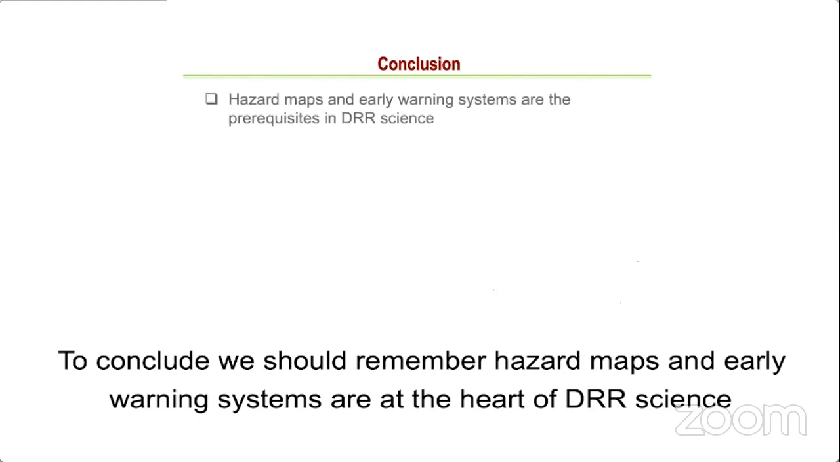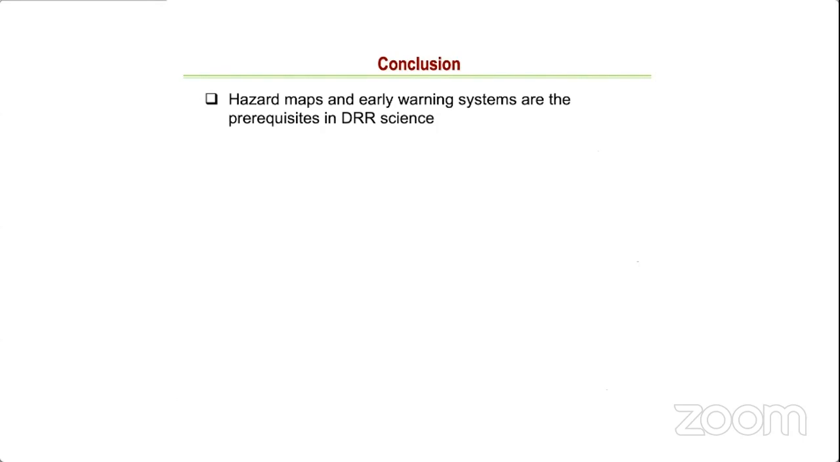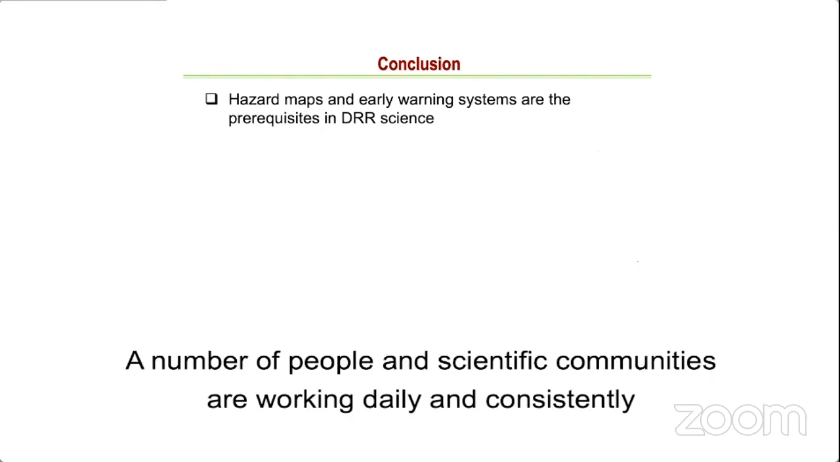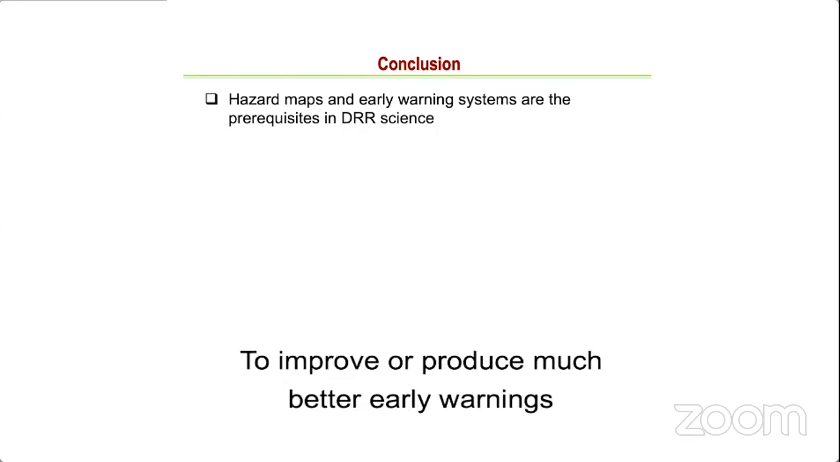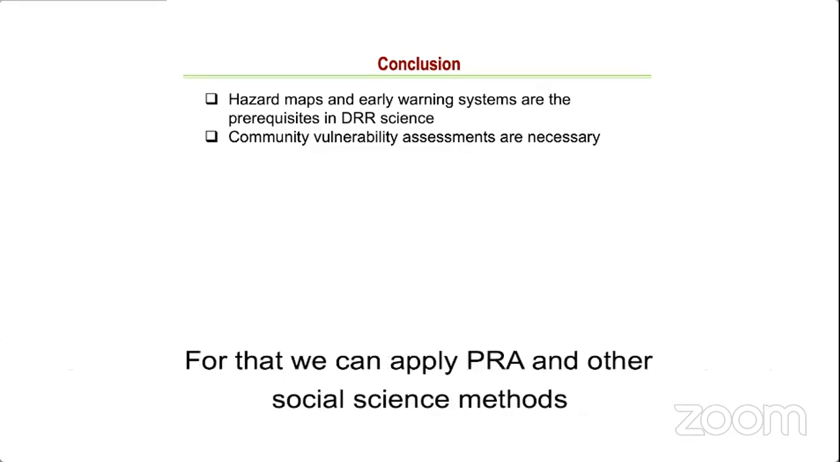To conclude, we should remember hazard maps and early warning systems are at the heart of DRR science, and we should never ever ignore them. A number of people in the scientific community are working daily and consistently to improve or produce much better early warnings. But it is also time to go and talk to the local people, reach them, and conduct community vulnerability assessment. For that, we can apply PRA and other social science methods.